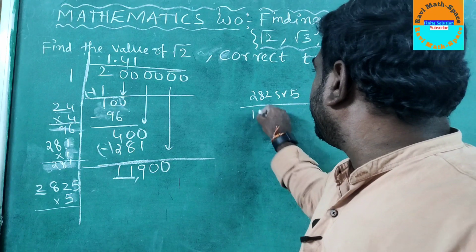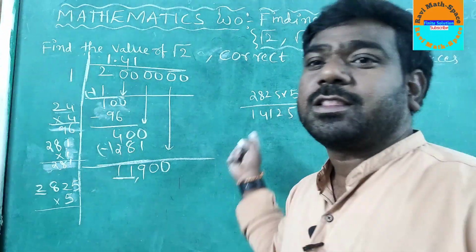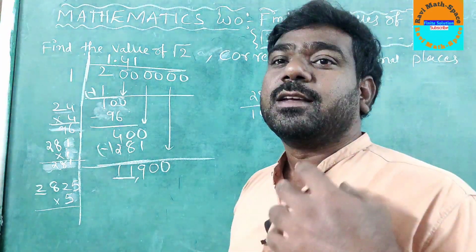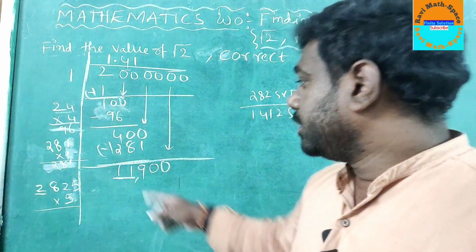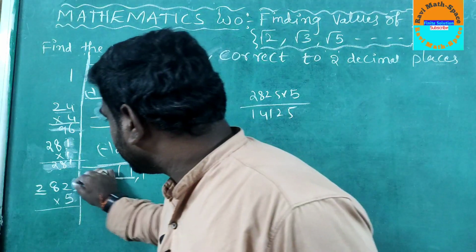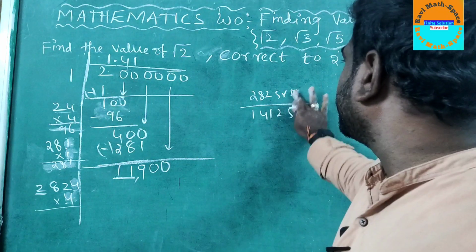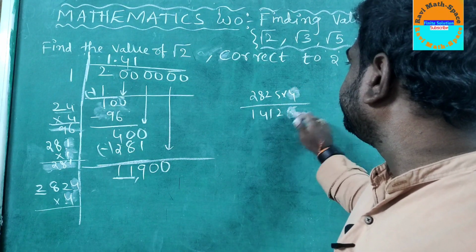Okay, now 1, 4, 1, 2, 5. So that is 14,000, which compared to this number is a very big number. So now 5 is not suitable. Take 4. Take 4. Understanding here? Take 4 here.